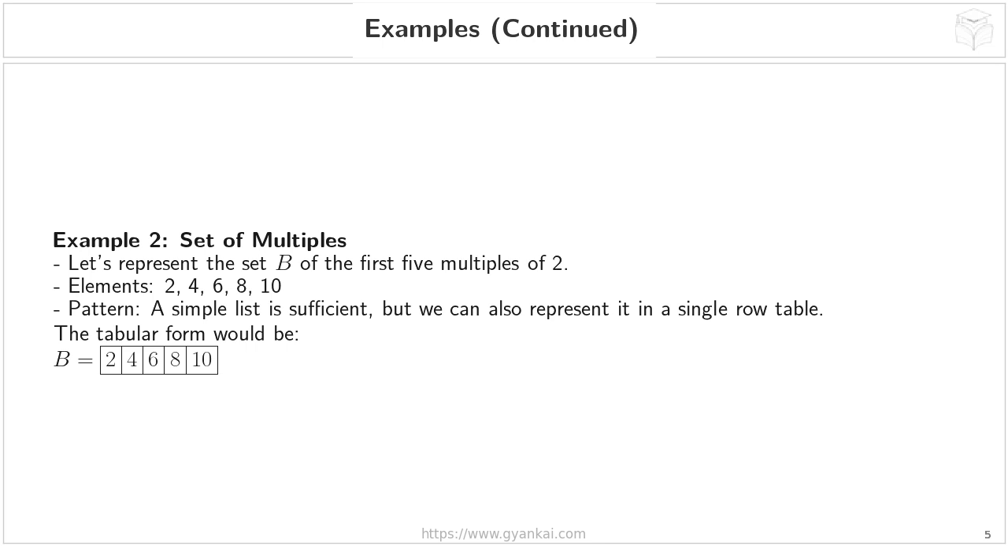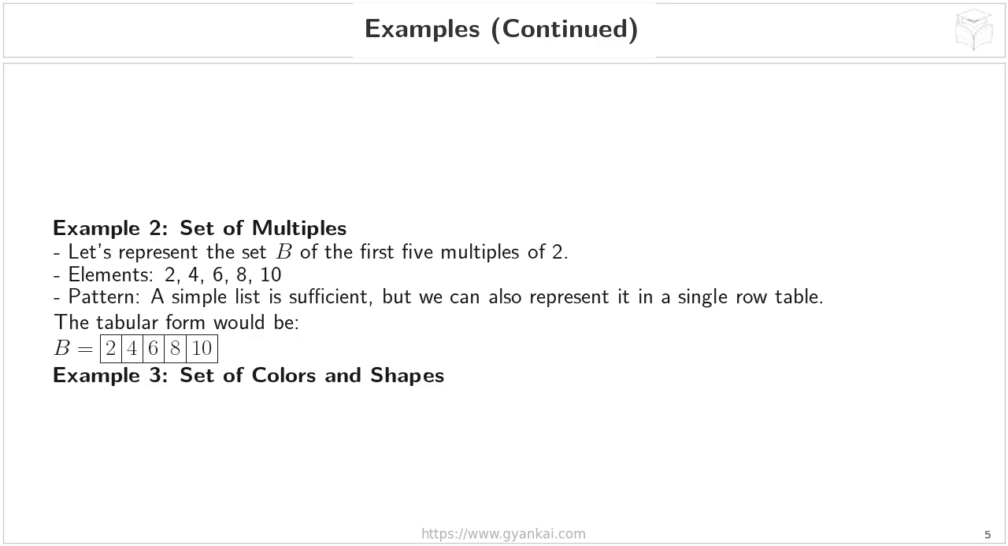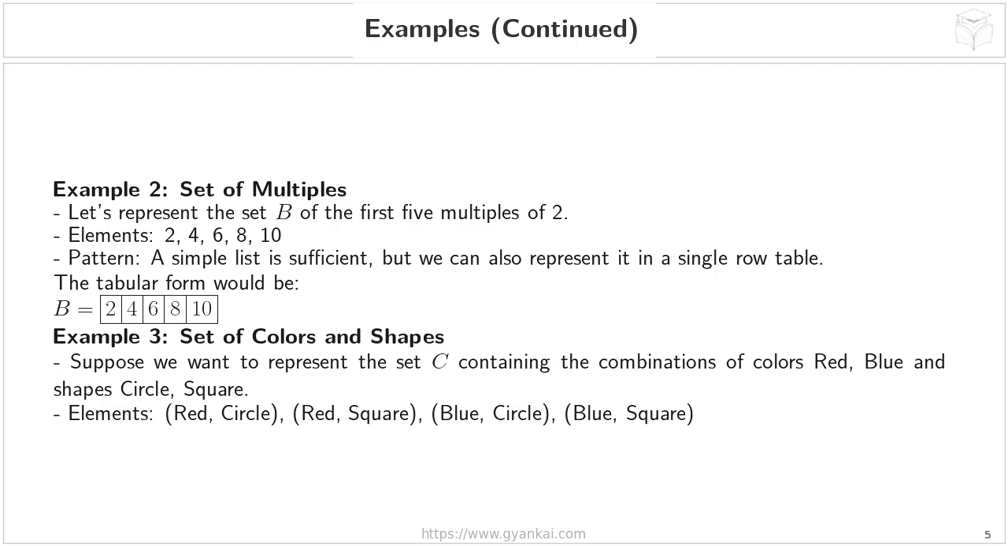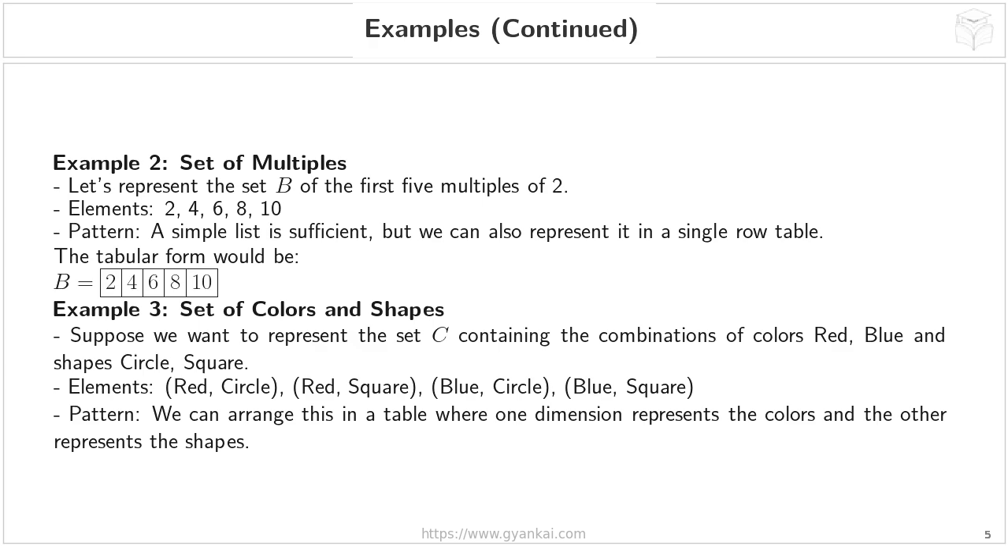Now let's move on to a slightly more complex example. Example 3, set of colors and shapes. In this case, we want to represent the set C, which contains all possible combinations of 2 colors, red and blue, and 2 shapes, a circle and a square. So the elements of set C are the pairs: red circle, red square, blue circle, and blue square. The pattern here is a combination of 2 attributes, color and shape. This is where tabular form really shines. We can arrange this information in a table with rows representing the colors and columns representing the shapes.